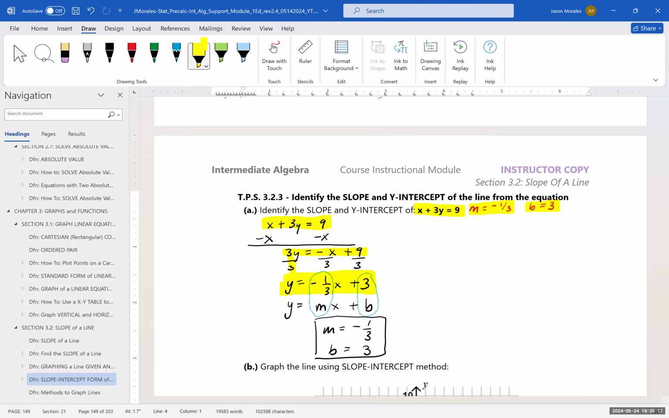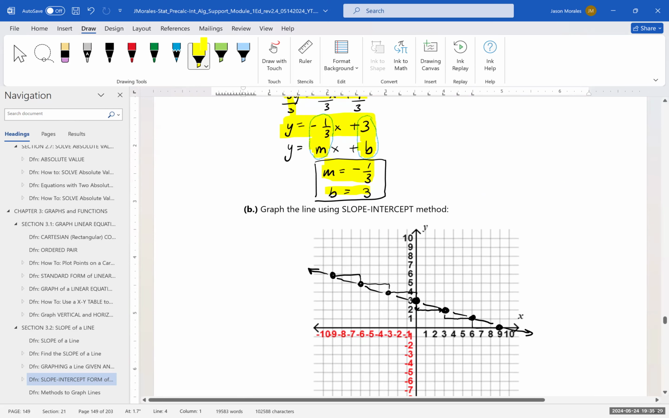And the coefficient in front of the x, that's the slope. And the constant that follows that term is the y-intercept. So this is where I have a slope of negative 1/3 and a y-intercept of 3. So now, knowing that we have a y-intercept of 3, that gives us our starting point.